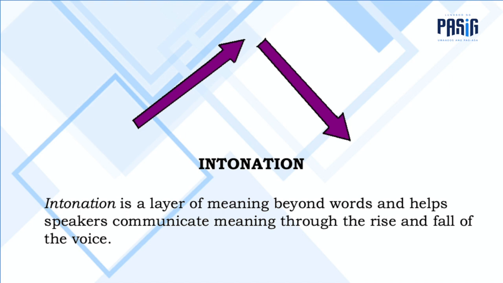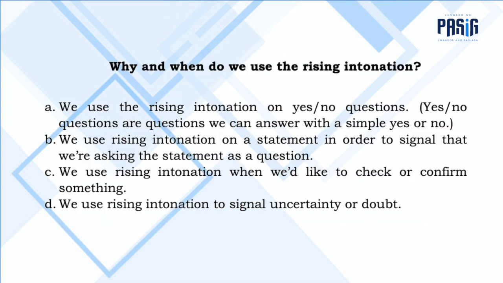But why and when do we use the rising intonation? We use the rising intonation on yes-no questions. Yes-no questions are questions we can answer with a simple yes or no. We use the rising intonation on a statement in order to signal that we're asking the statement as a question. We use the rising intonation when we like to check or confirm something. We use the rising intonation to signal uncertainty or doubt.